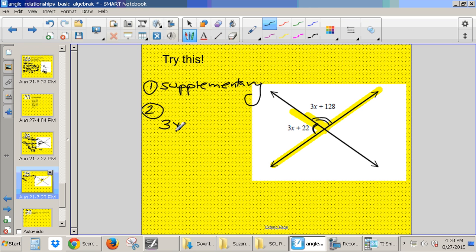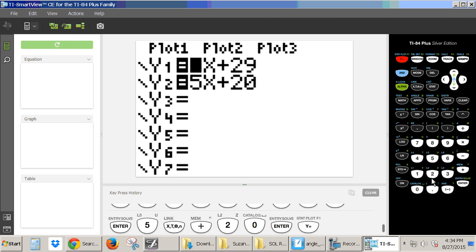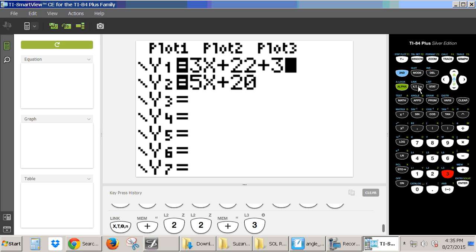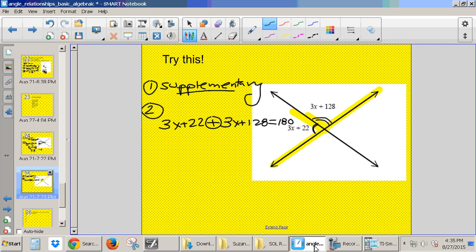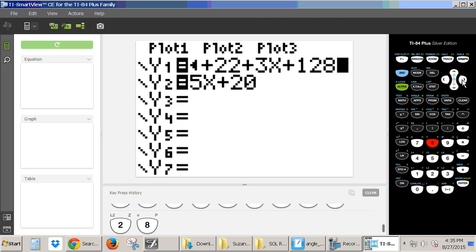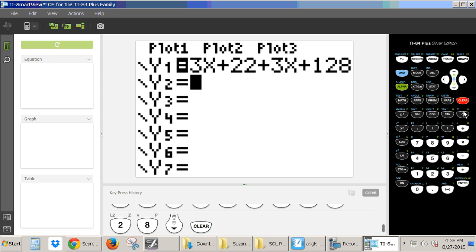So I'm going to take my first angle, 3x plus 22, my second angle, 3x plus 128, and what I'm doing is adding them together, so I can't forget that addition symbol. But I know together that they make 180 because of the definition of supplementary. So I'm going to go to my calculator, 3x plus 22 plus, is it 3x plus 128? This is what I need to check. Yep, 3x plus 128. All goes in y1 because it's all on the left-hand side of my equal symbol. And on the right-hand side, I had 180.